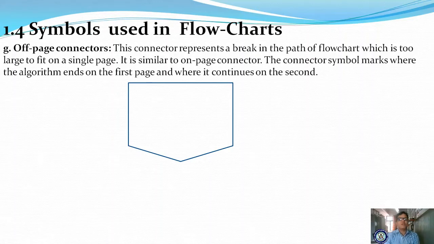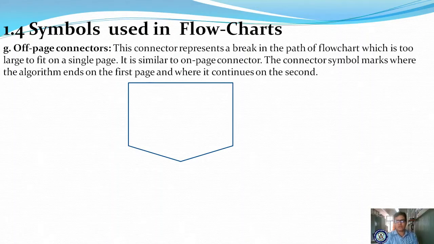This connector represents a break in the path of a flowchart. If you are using this symbol, this indicates an off page connector. It represents a break in the path of a flowchart which is too large to fit on a single page. So it is also sometimes represented the same as on page connectors, but it indicates that the flowchart process you are representing is not fitted within a single page, and at that time you are going to use this off page connector. It is similar to the on page connector.